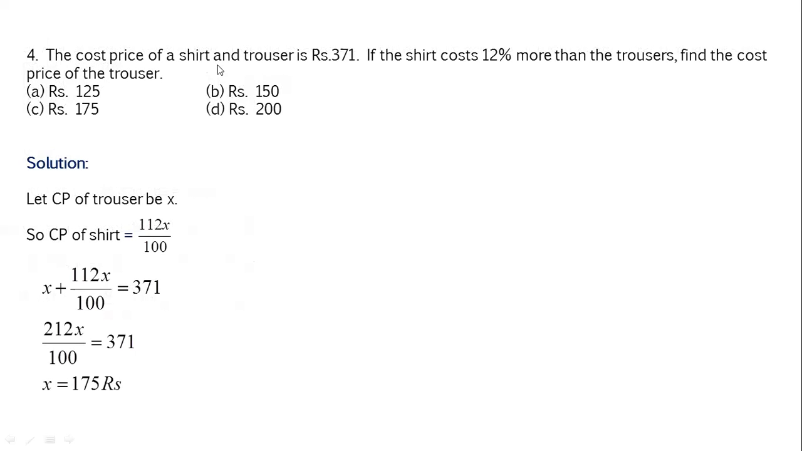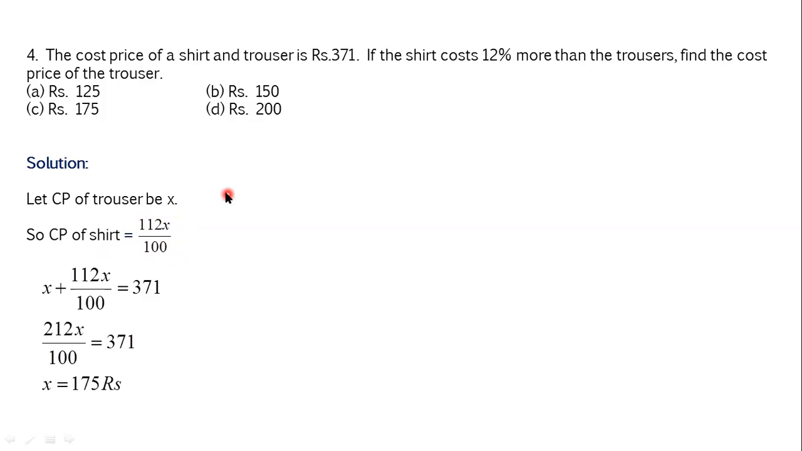The cost price of shirt and trouser is rupees 371. If the shirt costs 12% more than the trouser, find the cost price of the trouser. Options are 125, 150, 175, 200. So let the CP, cost price of trouser, be X. Now, how can you calculate the CP of the shirt? It is 12% more. So it will be 112X upon 100.